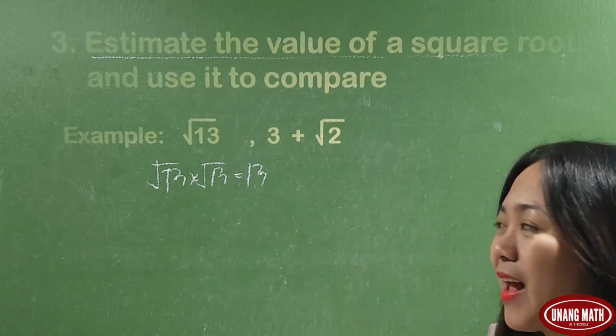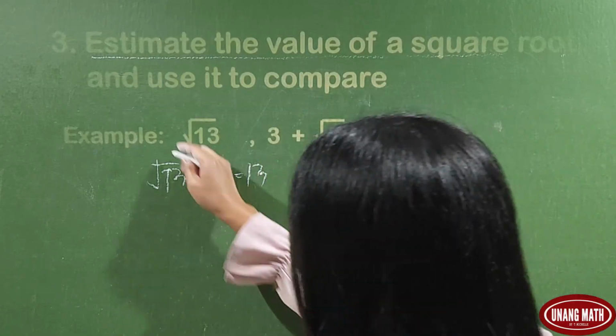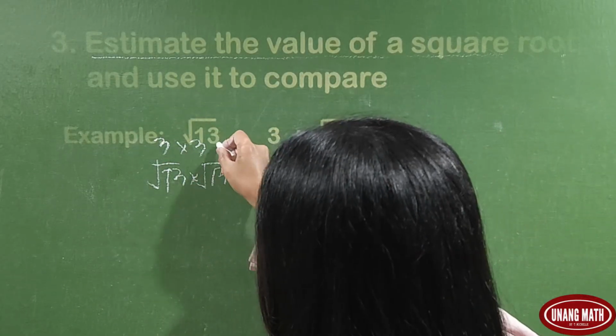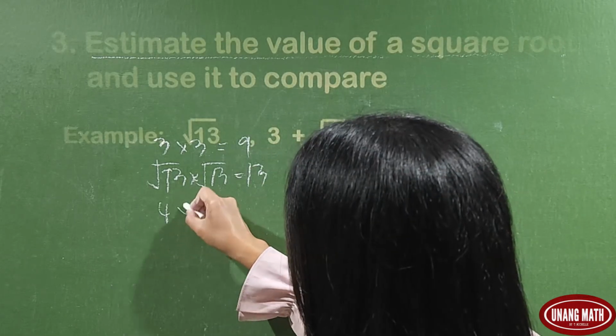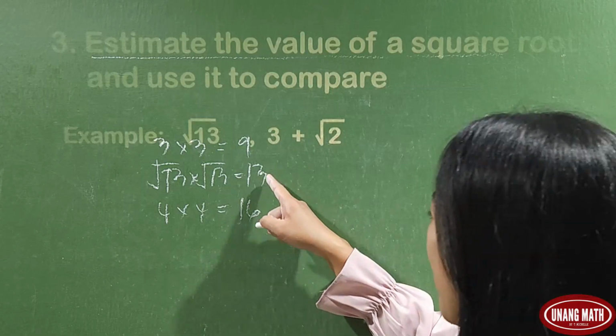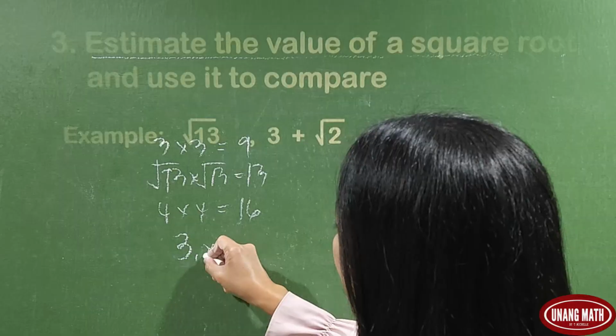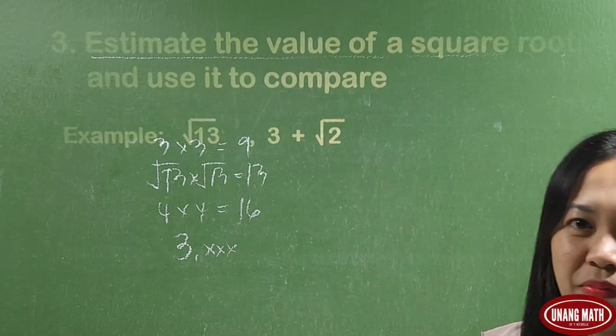Let's find the closer perfect square. So, if this is 3 times 3, then this is equal to 9. If it's 4 times 4, then this is already 16. It's already more than 13. So, it means square root of 13 is 3 point something.